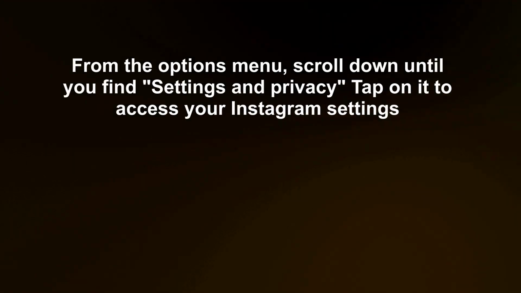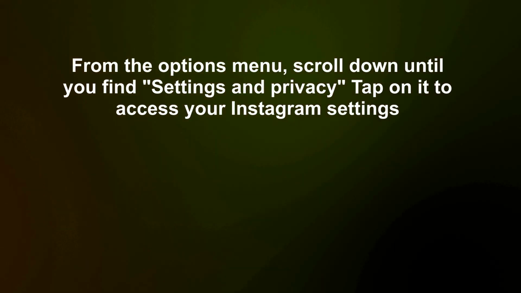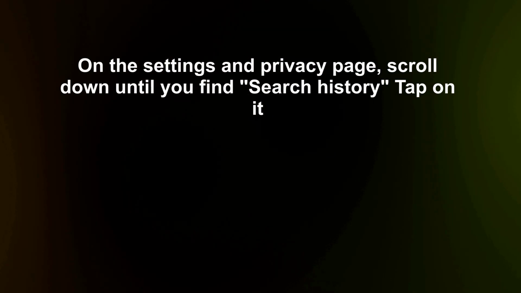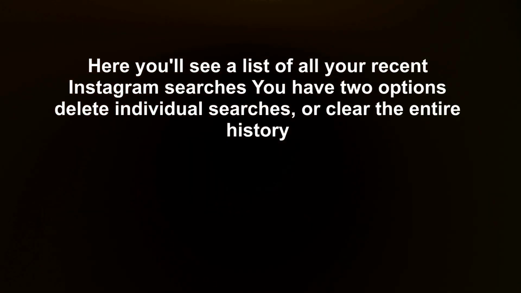From the options menu, scroll down until you find settings and privacy. Tap on it to access your Instagram settings. On the settings and privacy page, scroll down until you find search history. Tap on it. Here you'll see a list of all your recent Instagram searches.